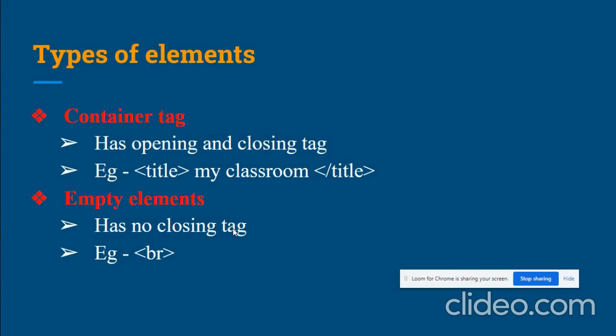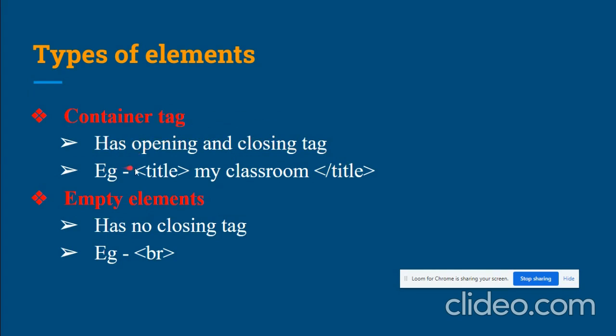So there are two types of elements. They are container element and empty element. I've given it here as tag, I'll just change it to container element. Sorry, container element and empty element. So what is a container element? The container element will have both the opening and the closing tag.